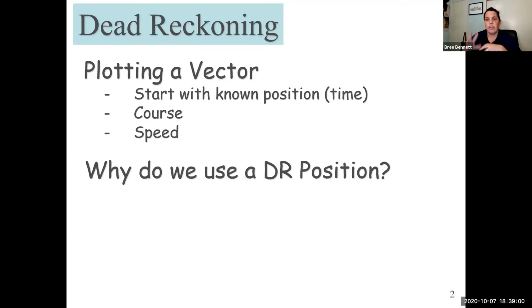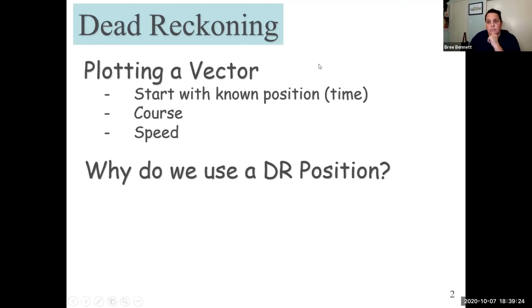And then eventually we're going to add more things in to get a more, not more correct, but just a more reliable position. But that's the base. Our DR position is just a calculated position with those 3 things, course and speed, and then a known position. So why do we use our DRs?